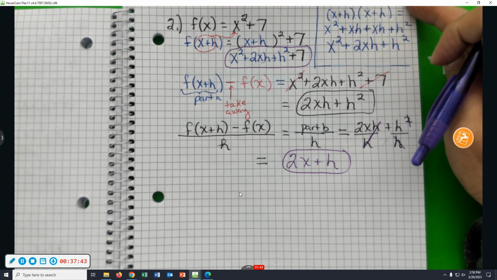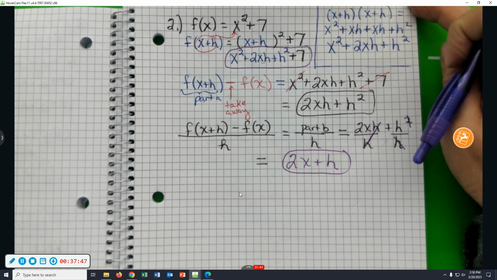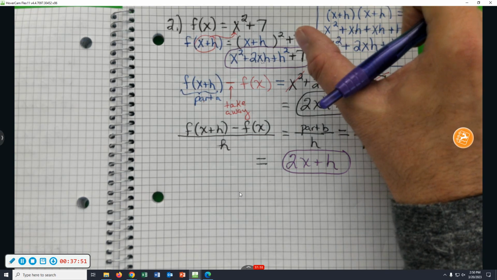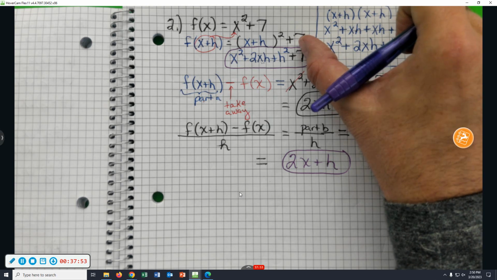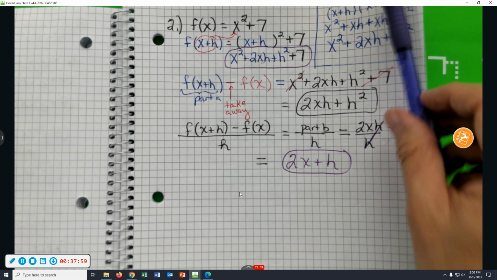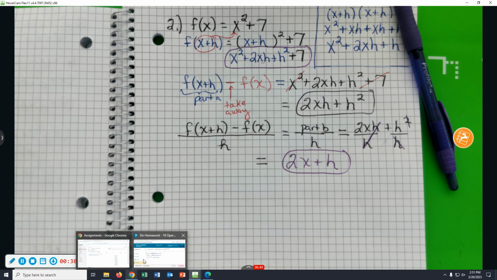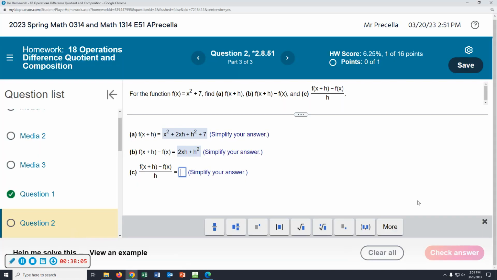It's not really a difficult thing or a difficult process. Part A, the first part, that's the messy part. And you'll see it especially in the next problem. The next problem is a little bit messier than this one. 2x plus h.